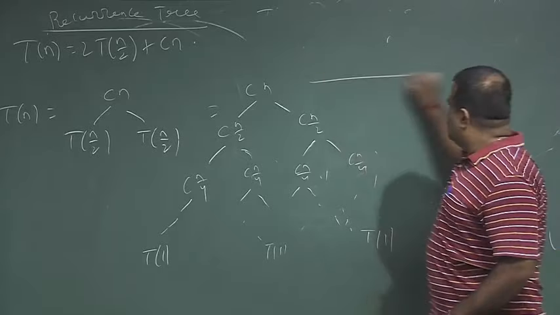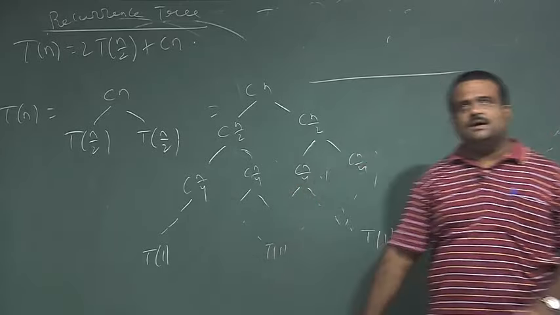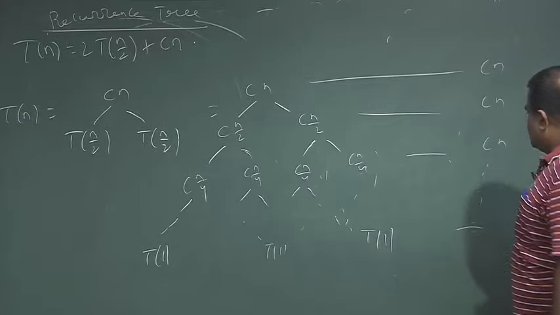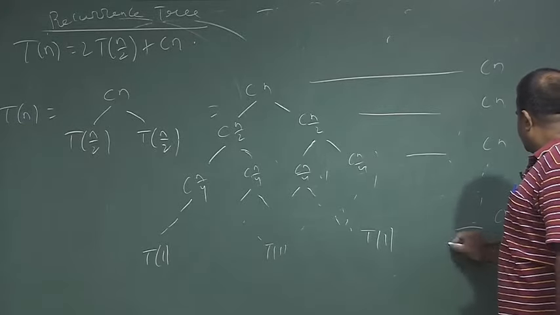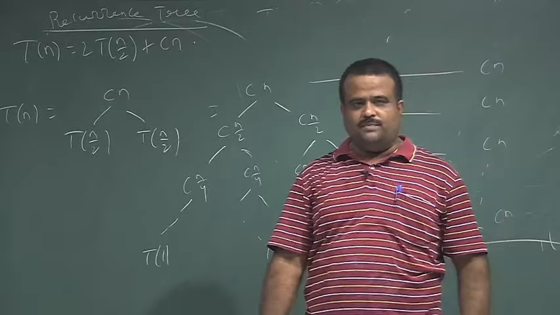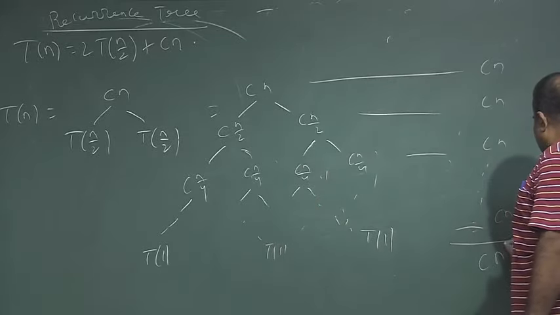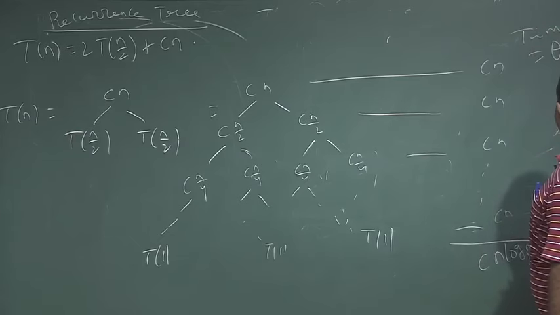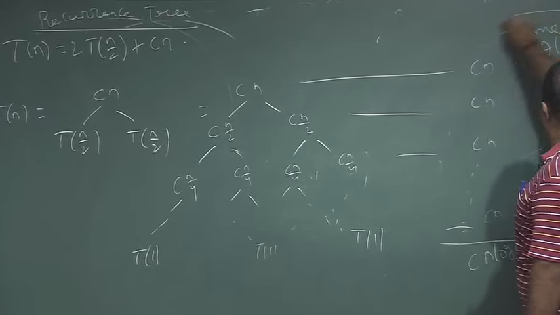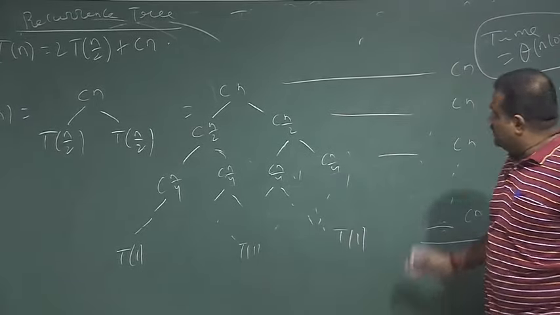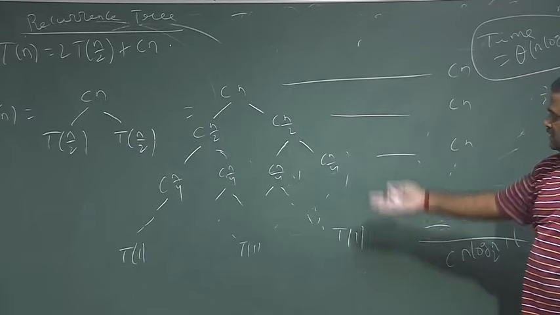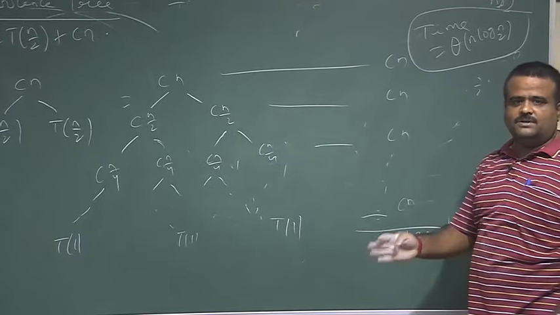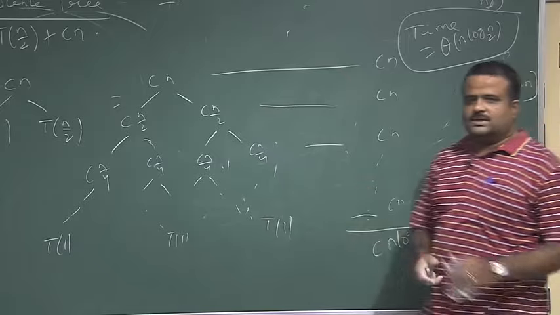Now, the total time T(n) is the sum of all these times. You can do a level-wise sum: cn, and everywhere it is cn. What is the height of the tree? The height of the tree is log n, because it is a complete binary tree. So, the time for merge sort is n log n. This is the time complexity for merge sort, achieved using this recurrence tree. In the next class, we will see some other method to solve recurrences other than the recursion tree, like the master method. Thank you.